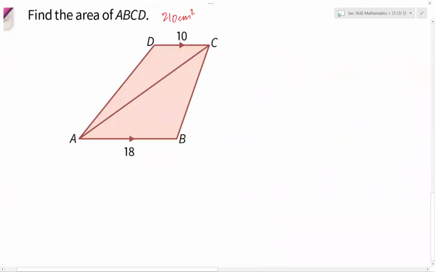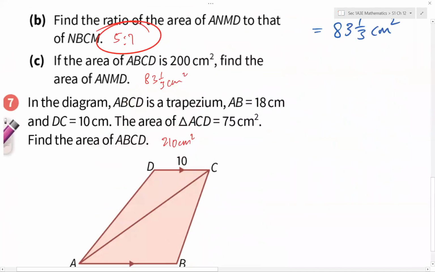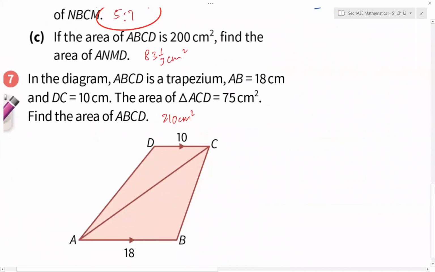Now for question 7, and this is the last question I'm going through. I know that there is one, I think question 9, but that one's quite simple, finding perimeter and area only. We're more concerned about this kind where you have unknown heights. Then you see how you deal with them.